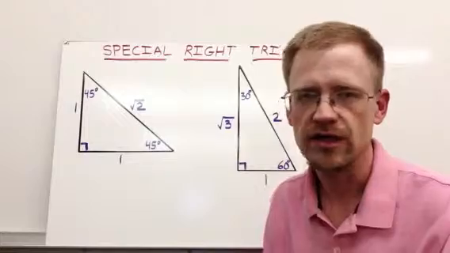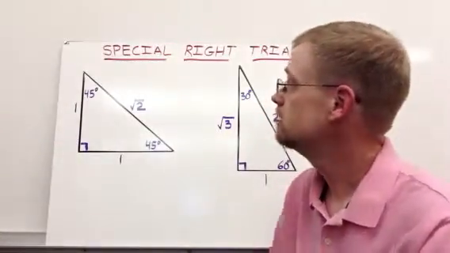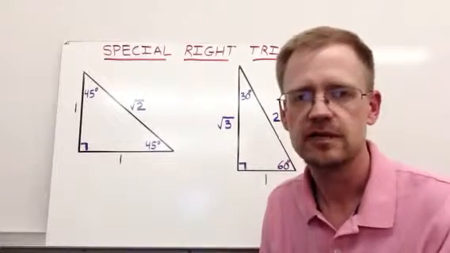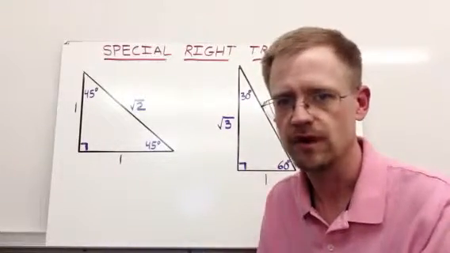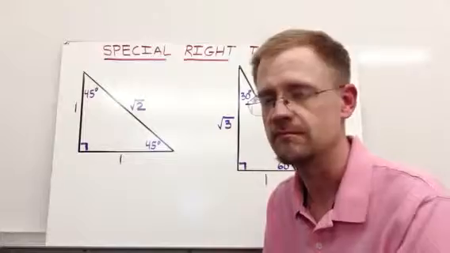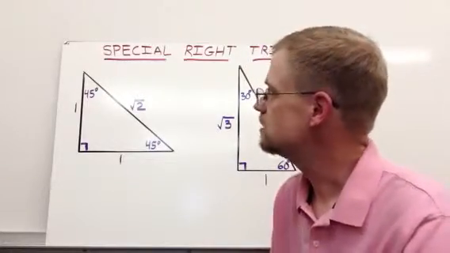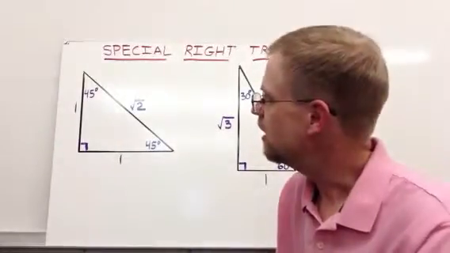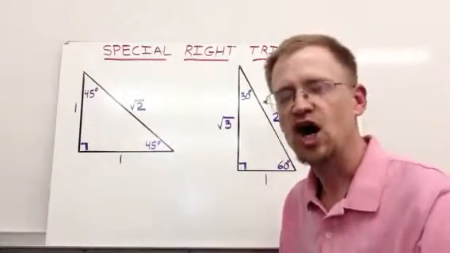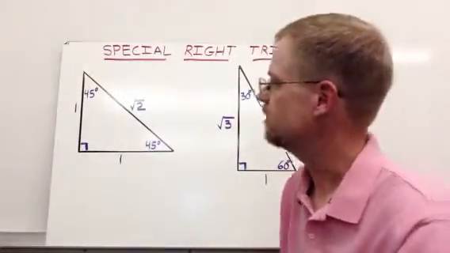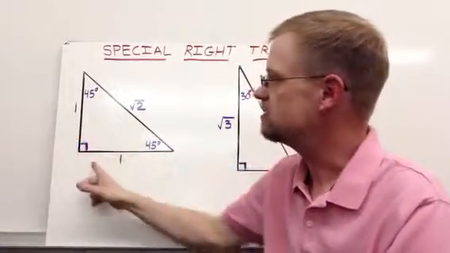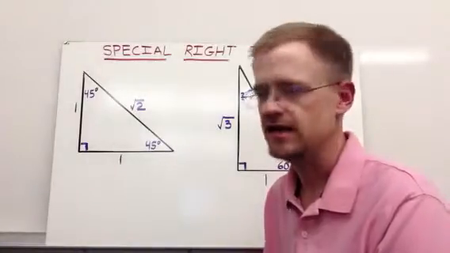So let's start looking at what these triangles are. The first one is called a 45, 45, 90. We just name it right after whatever the angle measurements are. So on this 45, 45, 90, this is what we'd call kind of a model or a unit triangle. Whatever our leg lengths are, and you'll notice that they are the same on a 45, 45, 90.